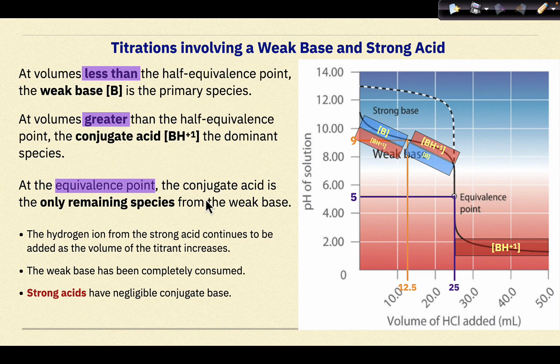At the equivalence point, the conjugate acid is the only remaining species from the weak base. The hydrogen ion from the strong acid continues to be added as the volume of the titrant increases. The weak base has been completely consumed, and strong acids have negligible conjugate bases.